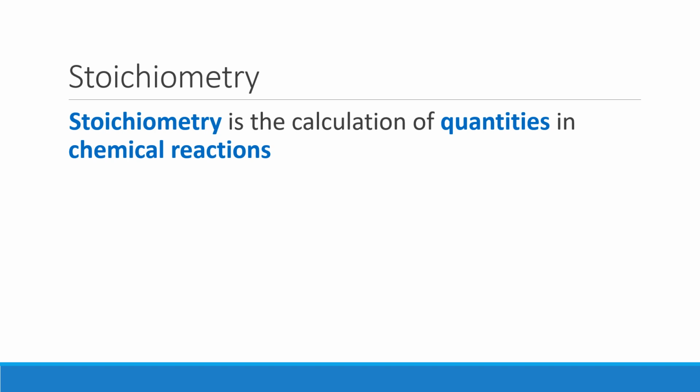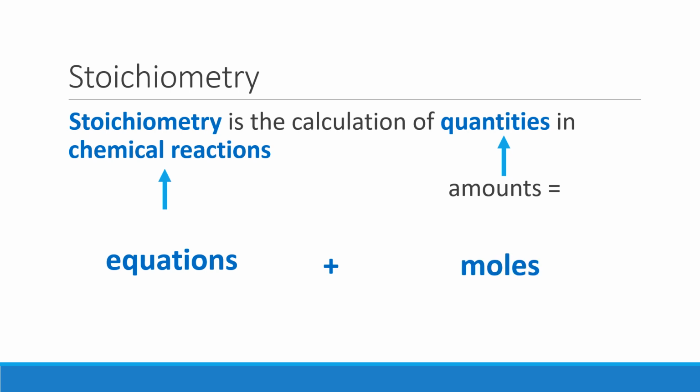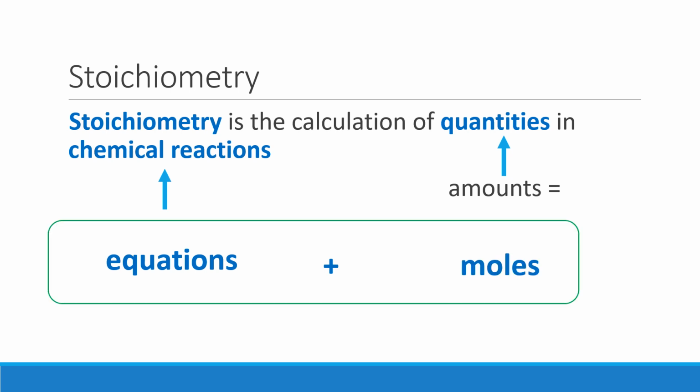So stoichiometry is defined as the calculation of quantities in chemical reactions. So when you think of chemical reactions, of course, you think of equations. And another word for quantities is amounts. And the way we measure amounts in chemistry is with the mole. So all stoichiometry does is tie together equations and the mole. What could be better?